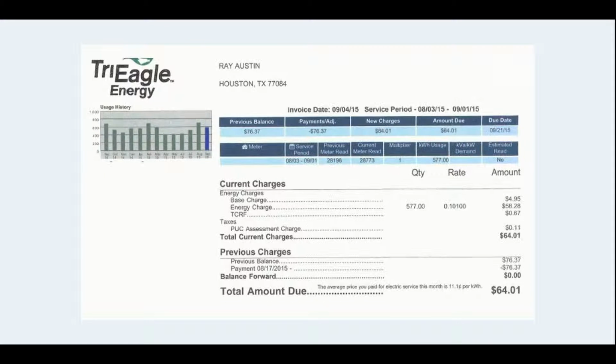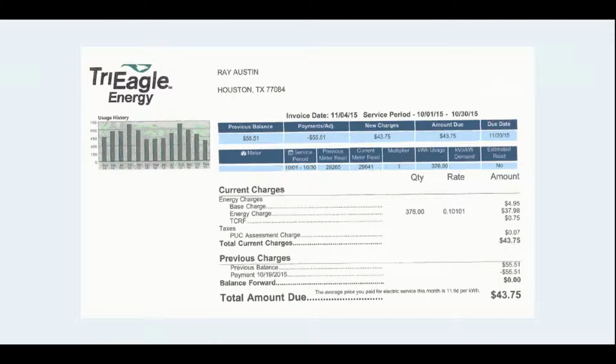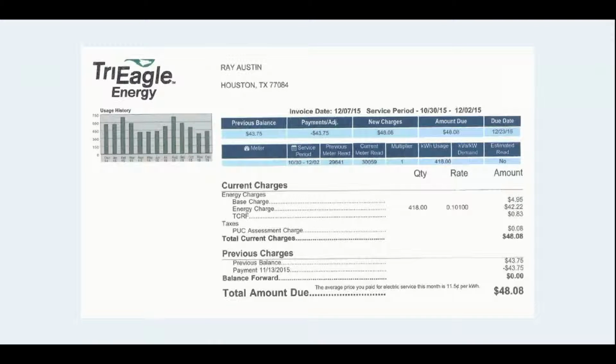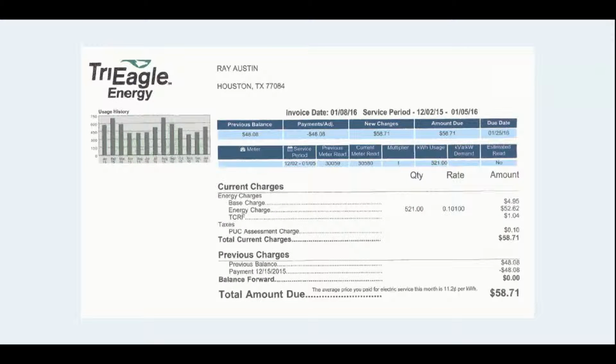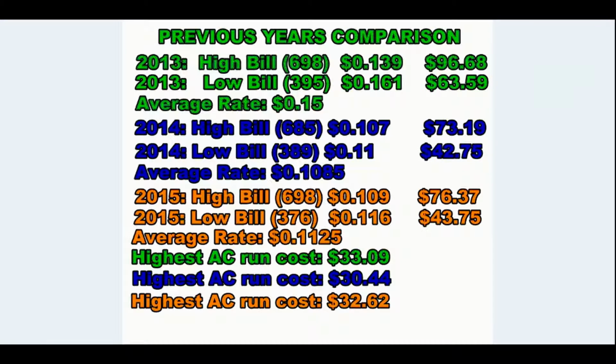And I wind up with a bill of, you'll see here, these are just other bills that I pay no attention to, December. This is the previous years' comparison. You'll notice that 2015 is very comparable as far as cost goes to the years previous. I kept these previous high and low bills from years past, and you'll notice that the average rate of what I pay fluctuates. It doesn't stay the same. The highest was 15 cents.